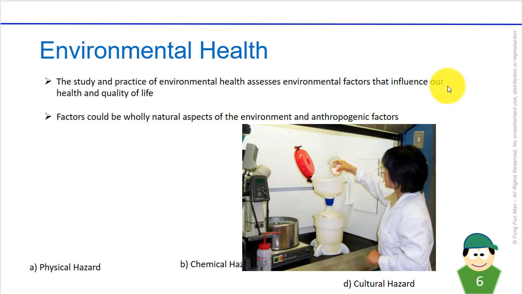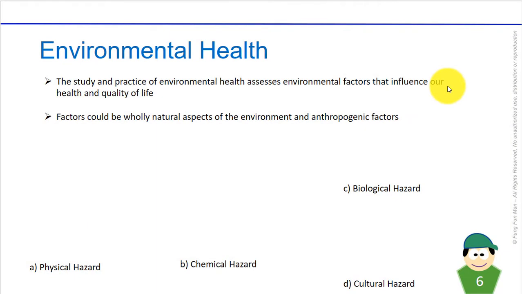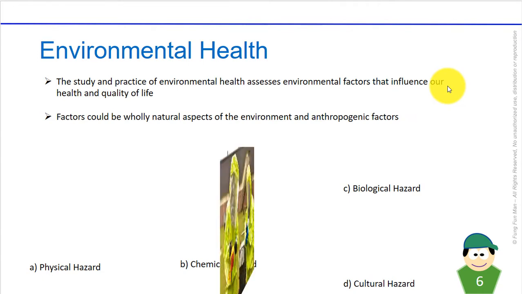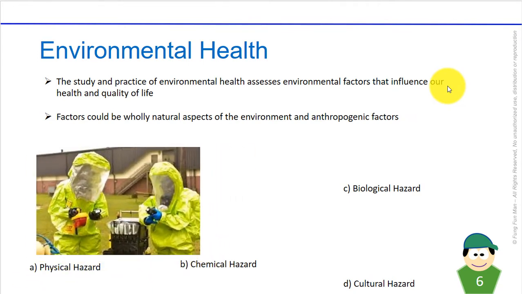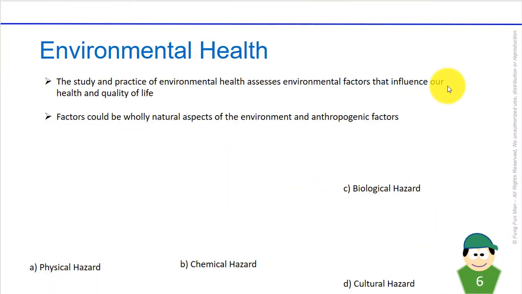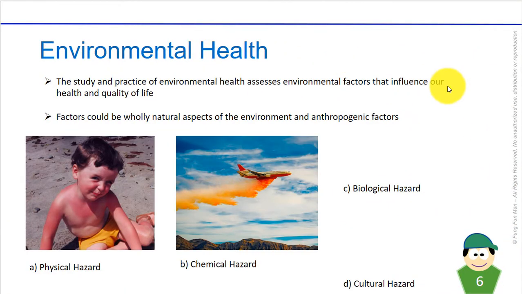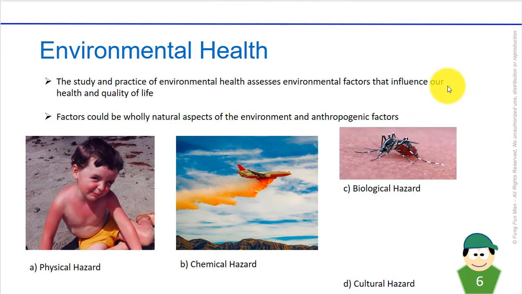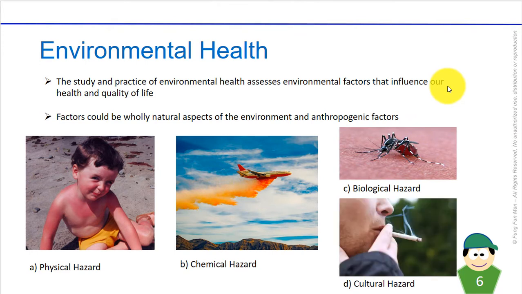Practitioners of environmental health research seek to prevent adverse effects on human health and also on the ecological systems that are essential to our well-being. We face four types of environmental hazards: first, the physical hazard, the chemical hazard, the biological hazard, and the cultural hazard. After this, I will elaborate on each of them.